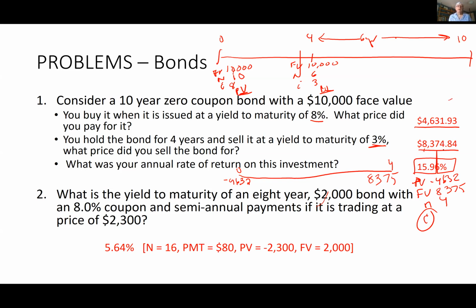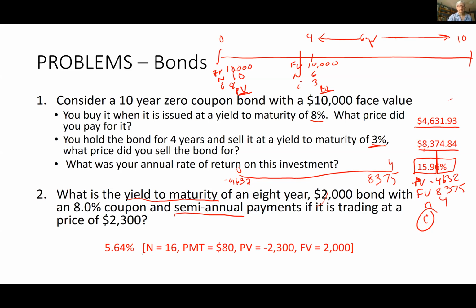So the second one, the inputs are listed there. It's asking you for the yield to maturity. It's a semi-annual bond. So it looks like a lot of you ended up with that 5.64 number. A couple of you initially had the 6-month interest, 2.82, and you just need to multiply that by 2.